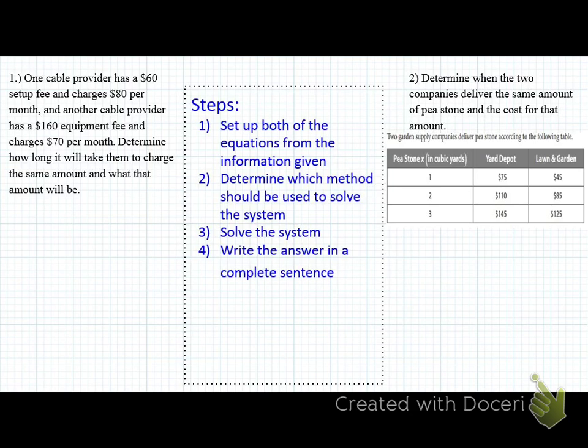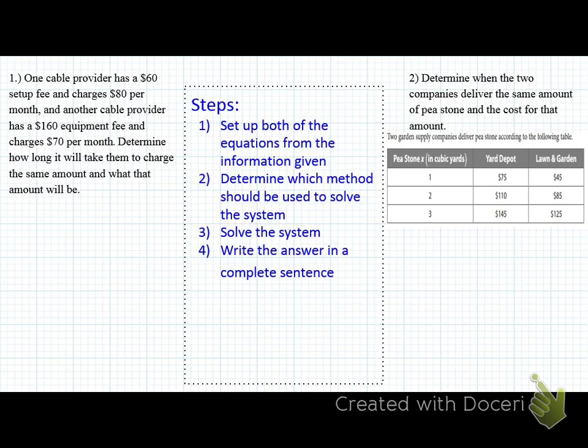So today we're talking about stories, so we gotta listen and read along and think about what's happening here, okay? Number one: a cable company provider has a $60 setup fee and charges $80 per month. And another cable provider has a $160 equipment fee and charges $70 per month. Determine how long it will take them to charge the same amount and what the amount will be.